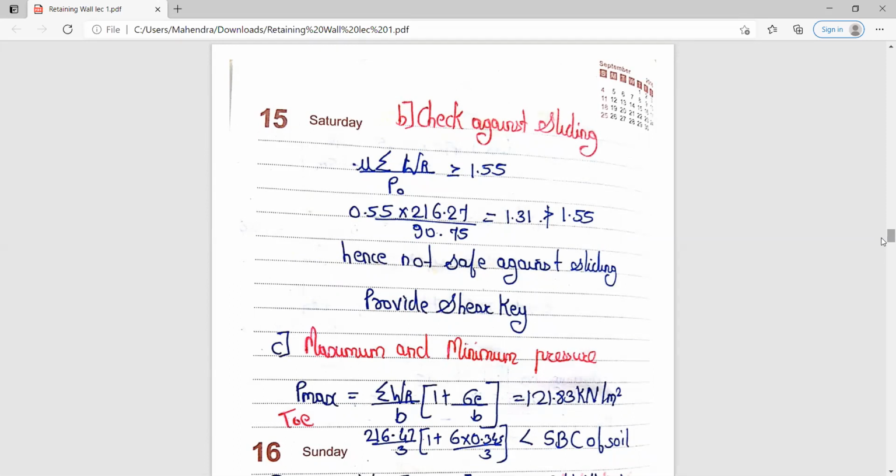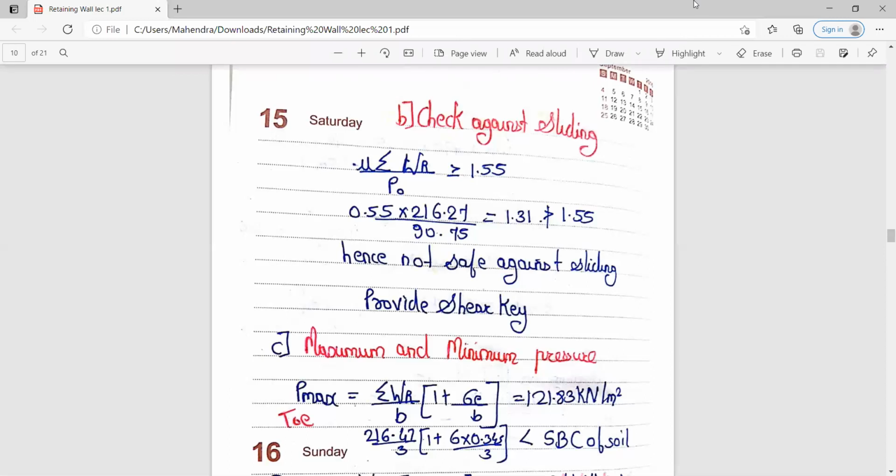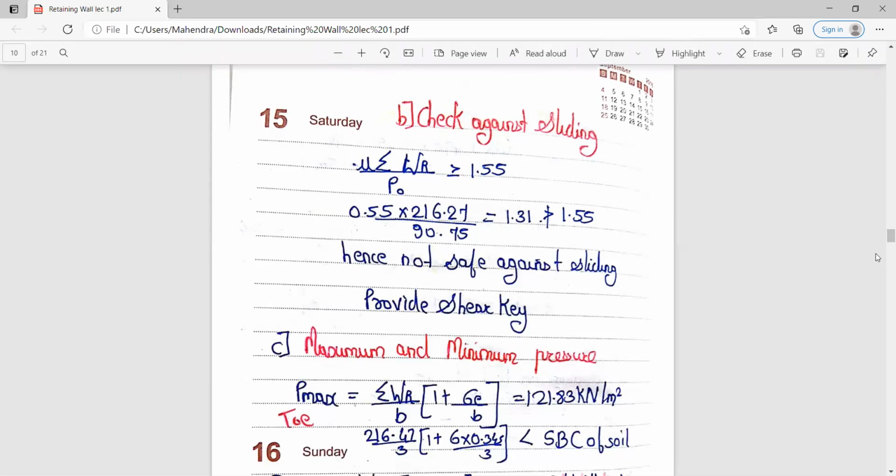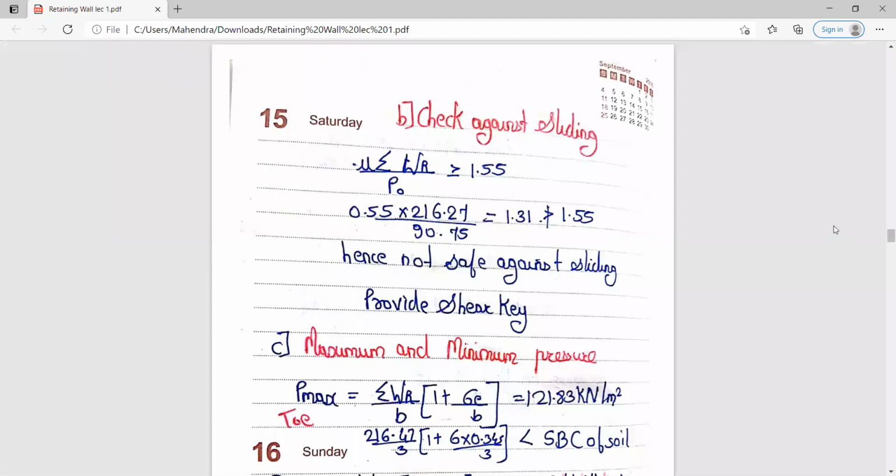So whenever the design is not safe for sliding, you need to provide the shear key over here. So we will provide the shear key as your design is not safe for the sliding. Then after checking for the sliding, you need to calculate the maximum and the minimum pressure. Maximum and minimum pressure for the toe and the heel portion. That is P1 and P2 you need to calculate here. That we had used in the diagram that we had drawn earlier. So first of all, do the check against sliding. Then we shall calculate the pressures.